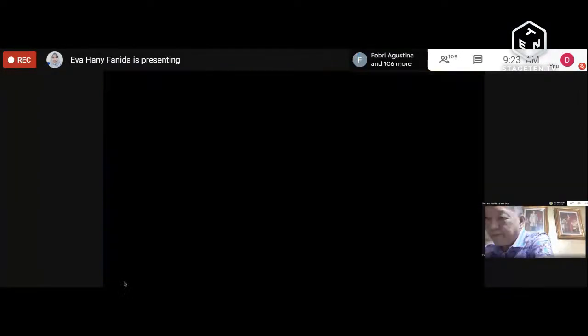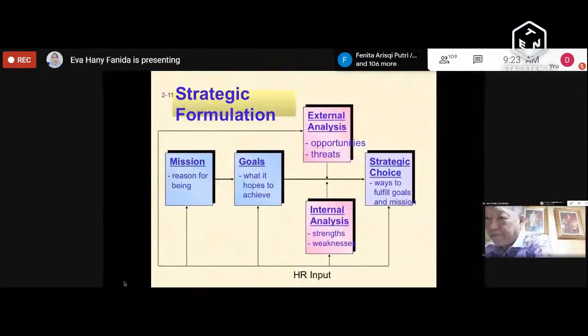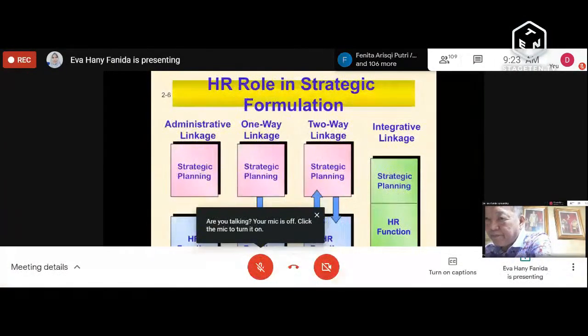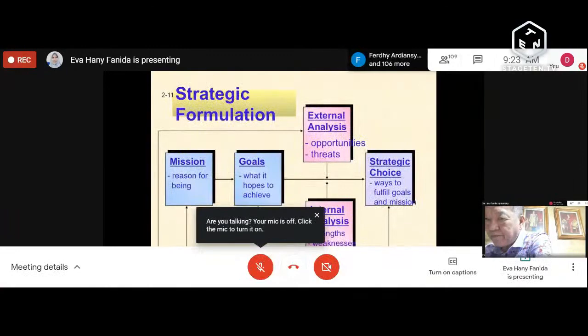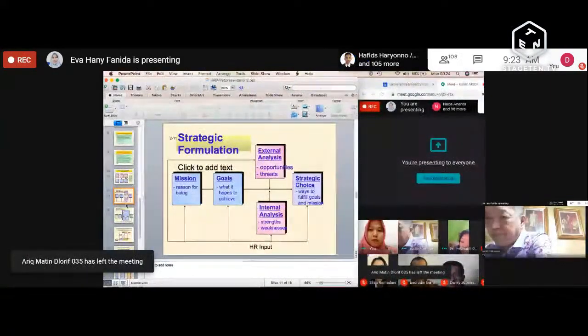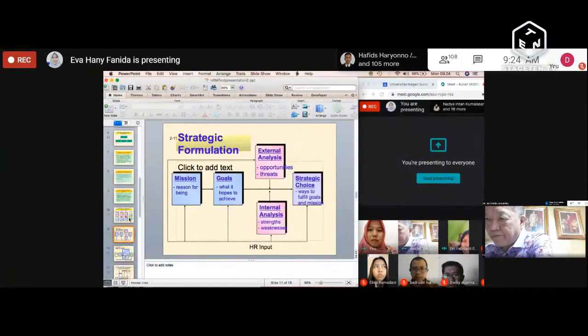What is the difference between strategic formulation, strategic implementation and strategic evaluation, and then how to realize it? Okay, thank you.